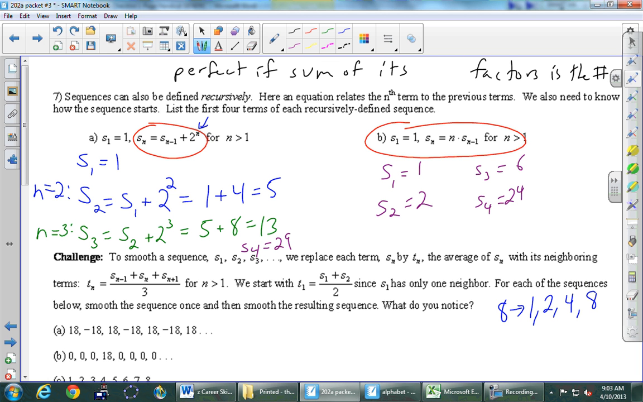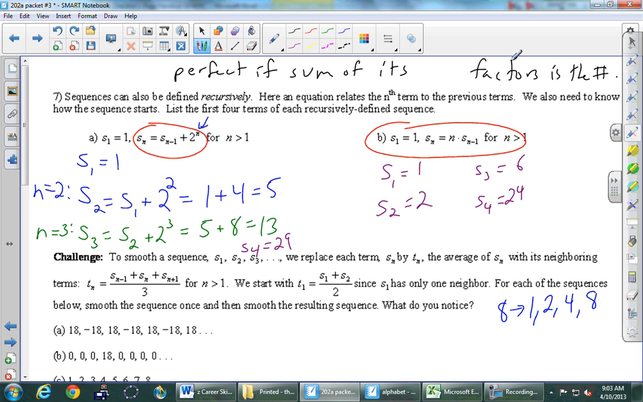This has to do with summing all of the factors. What do you get when you add all these factors? 15. Is it equal to the number that we started with, which was 8? It's not. Is it ever going to be equal to the number that we start with? No, because the number we start with is always in the list.